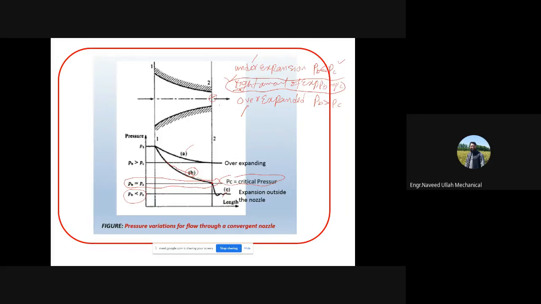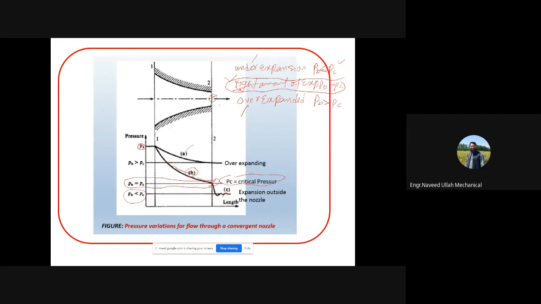right? So yes, the pressure from P1, this is your inlet pressure, right? It should decrease inside this nozzle in order to accelerate the fluid, right? So it is decreasing. Yes, it has decreased, okay, and it comes to the critical pressure here. But you see, since PB is less than PC, it is obviously expanding more, so that it should reach the value of PB.